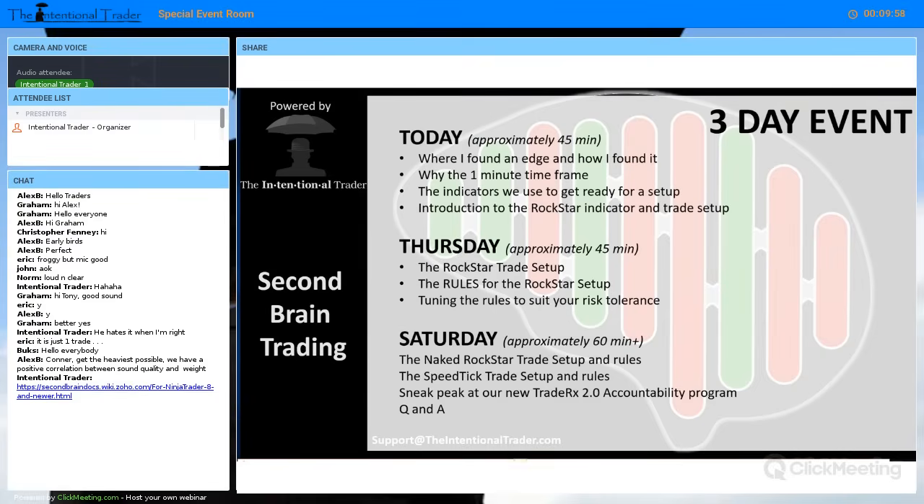You'll notice on Saturday it says Naked Rockstar trade setup. Those are very similar trades, but they have some differences to them. We treat them as really two different trades, although eventually you'll just see a setup and you'll trade it, and you won't necessarily distinguish between whether it's a naked or not naked Rockstar. You just know that by the rules I can take this trade. Okay, so we're going to talk about the rules for the Rockstar setup tomorrow, and tuning those rules, or at least giving you options to tune the rules to suit your risk tolerance.